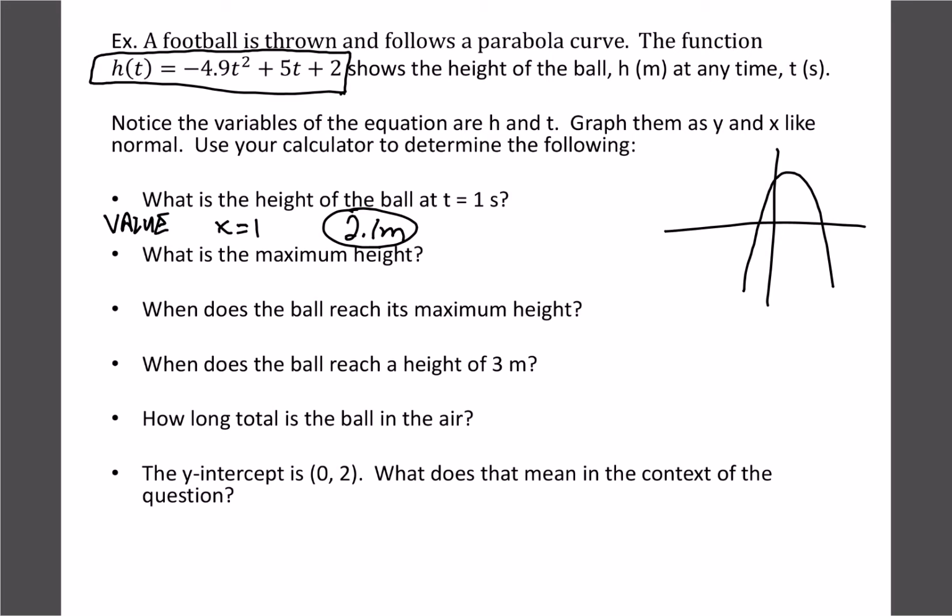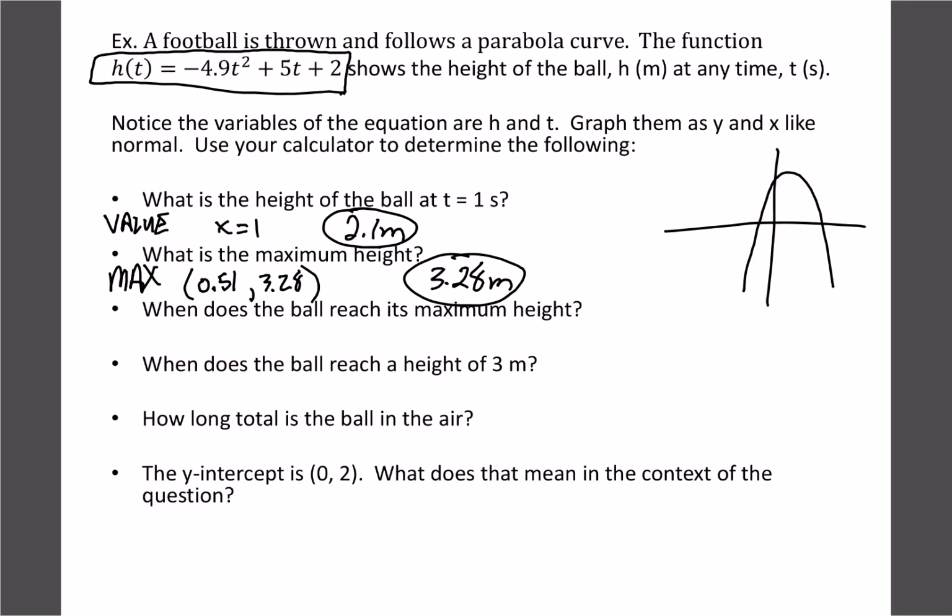Next question, what's the maximum height? So we're looking for the maximum. On your calculator again, go second calc max, and you're going to have to go left and right of the peak. Do that, hit enter. It gives us a coordinate of 0.51, and the y coordinate is 3.28 if we round it off. This question is asking for a maximum height, so what we're looking for is our maximum y distance, which would be the 3.28 meters.